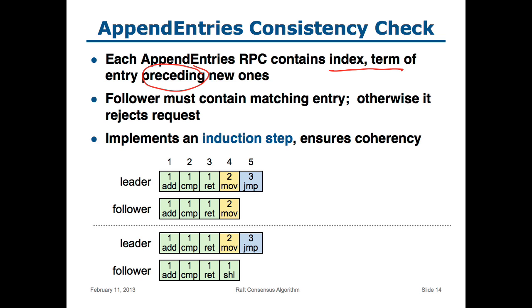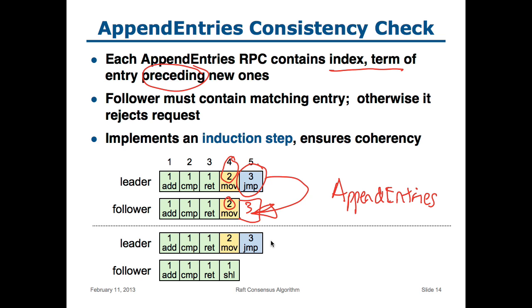So let's go through an example. Suppose a leader has just received a new command jump from a client, and it sends an AppendEntries remote procedure call to that follower. Well, the leader will include the index and term of the preceding entry. So it'll include index 4 and term 2 in the RPC. The follower checks to see that it has a matching entry there. And since it does, then it will accept that new entry into its log.